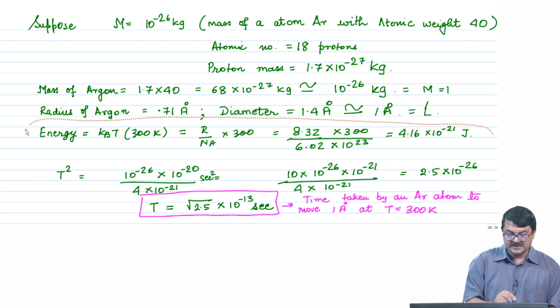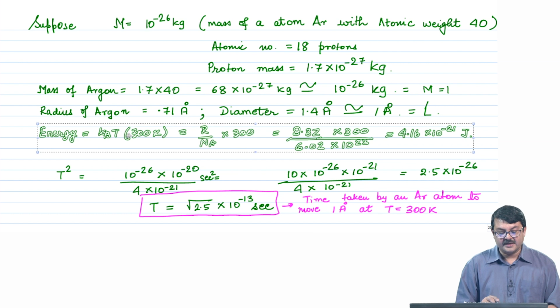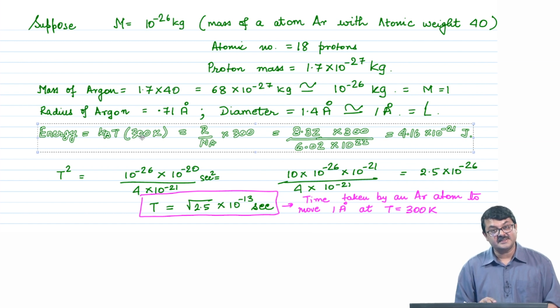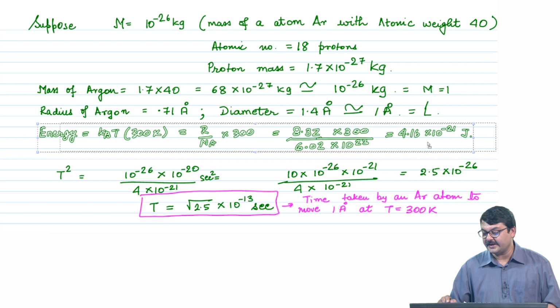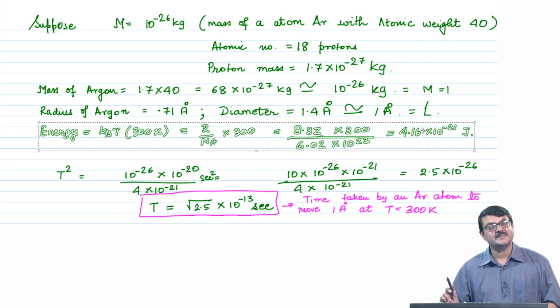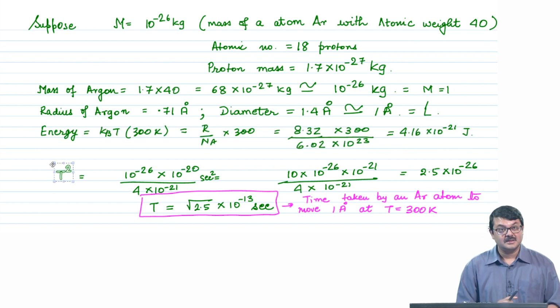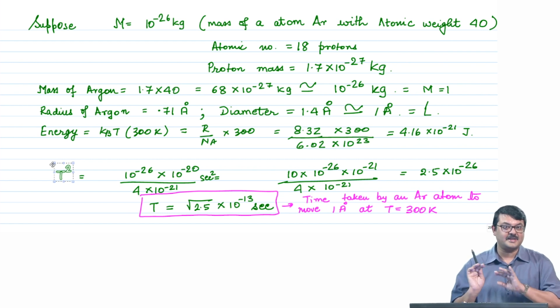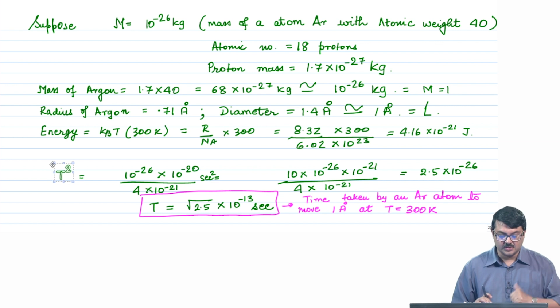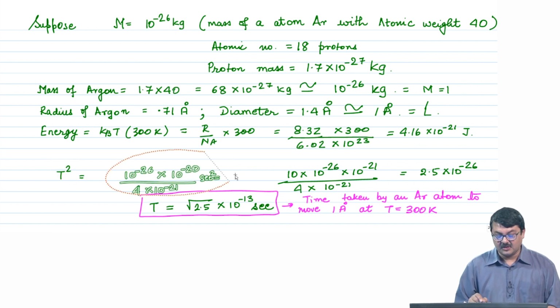Energy, as we have discussed in the Ising model as well, can be calculated. The value of kBT at 300 Kelvin is RT by Na, R being the gas constant and Na being Avogadro's number, and that comes out to be 4.16 into 10 to the minus 21 joules. This unit of energy you are setting to be 1. Now, if you want to calculate t square, if you set everything equal to 1, we had got t equal to 1. So, what does t equal to 1 mean? Here I am just writing the order of magnitude.